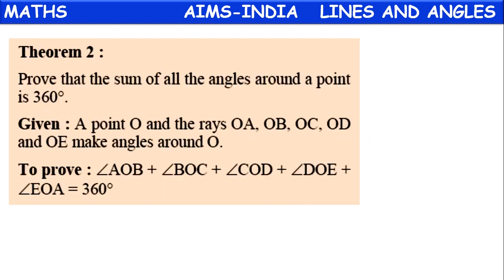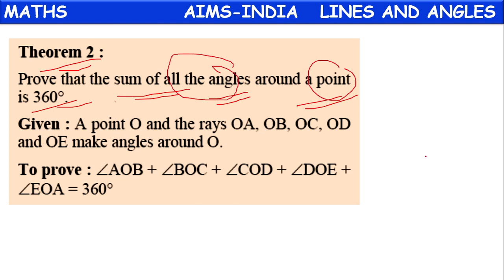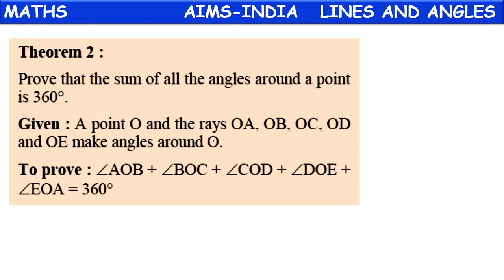Next, children. We have theorem 2. Prove that the sum of all the angles around a point is 360 degrees. Suppose this is the point; around a point, like this, so many angles we can have. All the angles around a point together equal 360 degrees, which means one complete angle. That we have to prove.